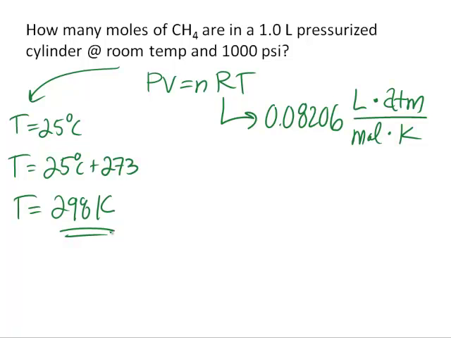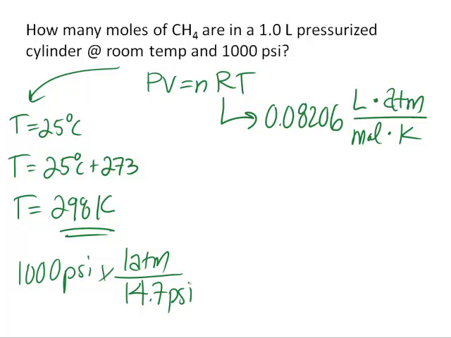Okay, 1,000 psi. If we look back at the equivalency from the first table we showed, we remember that in 1 atmosphere, there's 14.7 psi, so that's what we can use for our conversion factor there. And that will give us a pressure of 68 atmospheres.